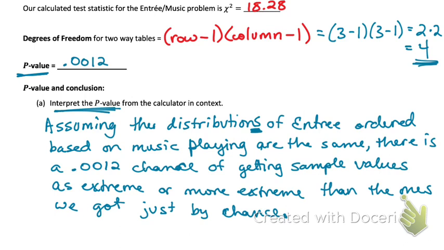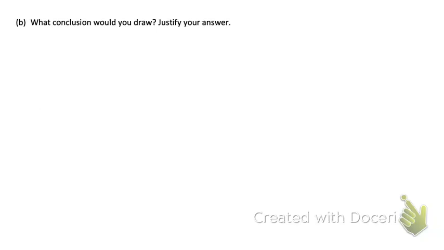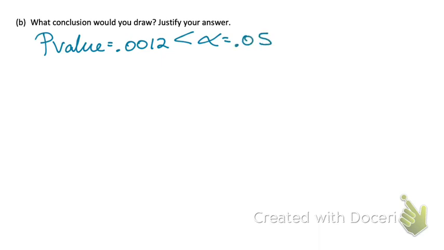Ladies and gentlemen, there is a 0.0012 chance that this distribution happened because of sampling variability. That means there is a 0.9988 chance that there was an actual difference to be seen. Hence why we are now going to conclude this. P-value equals 0.0012. That is less than alpha, which was 0.05. And so therefore we are going to reject H0.